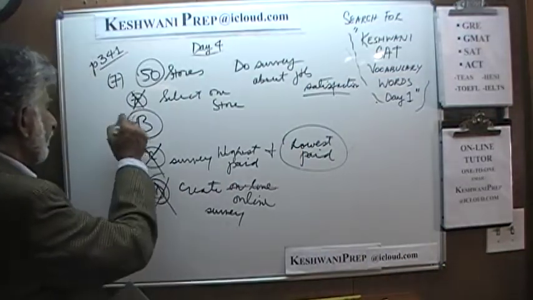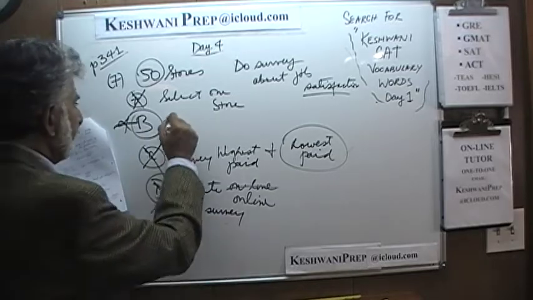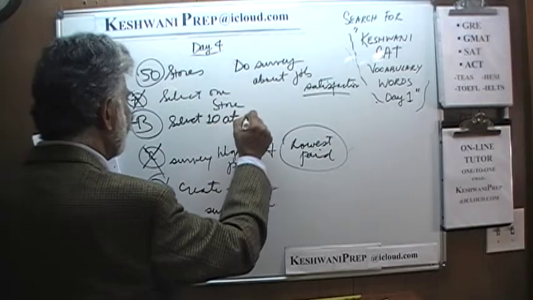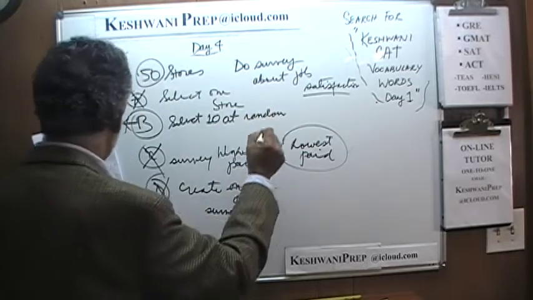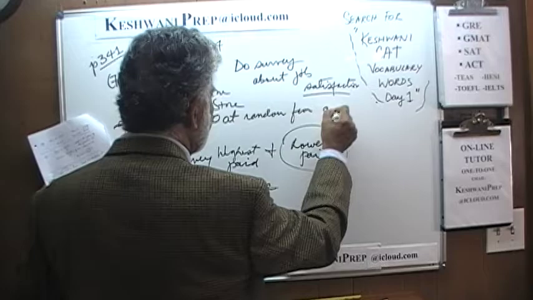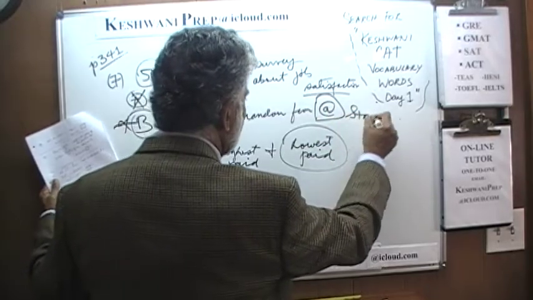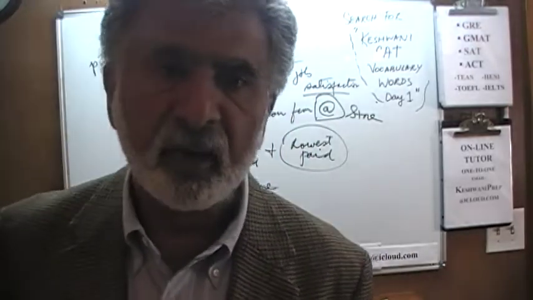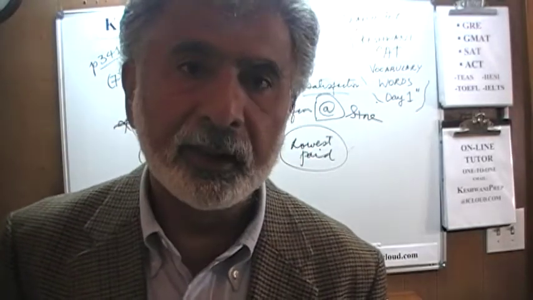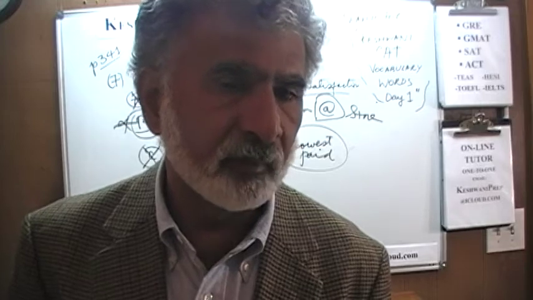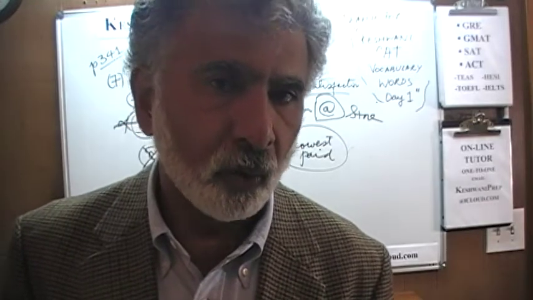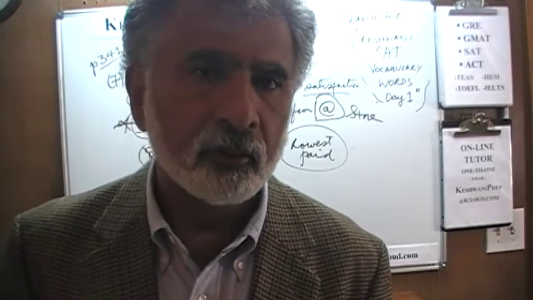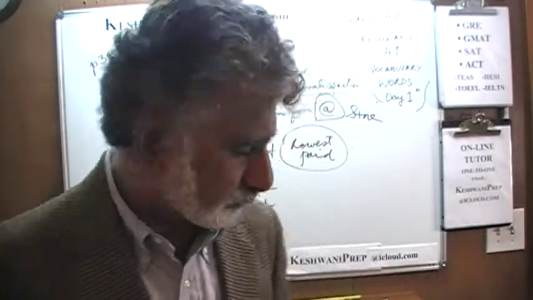The answer is B. The answer is B, which simply says select 10 people at random from each store. That's the part, each store. We go in each store and we collect 10 people at random and we ask them how satisfied they are with their job, and that sample should do a very good job of reflecting how employees overall in all the stores feel about their job satisfaction.